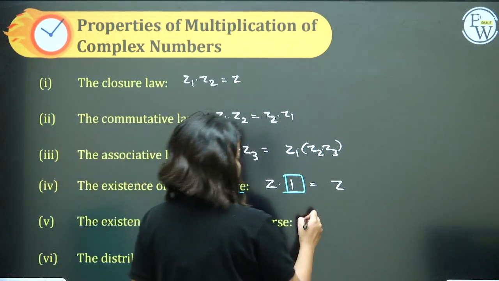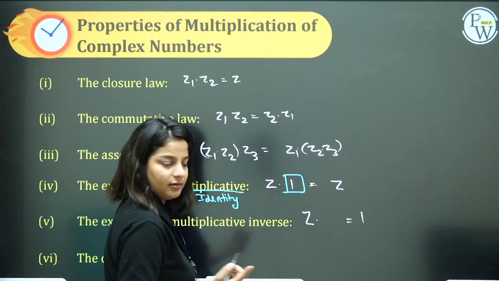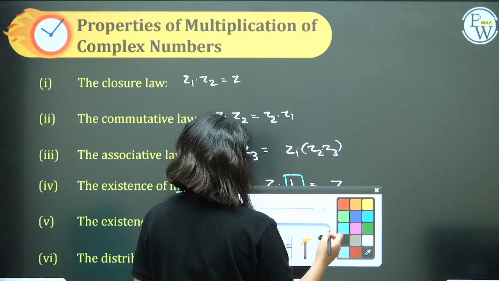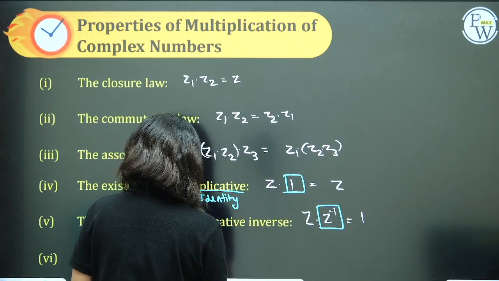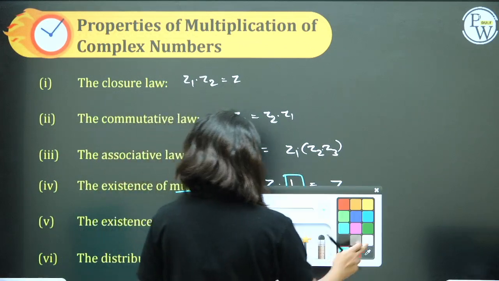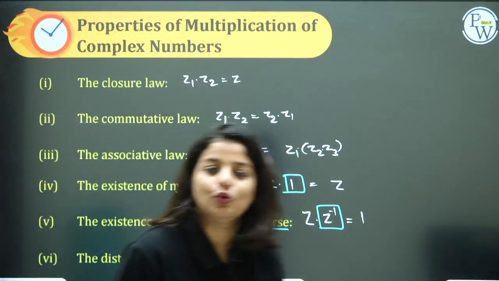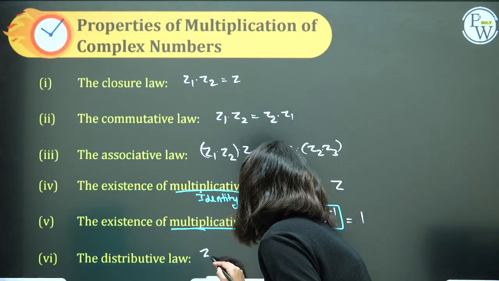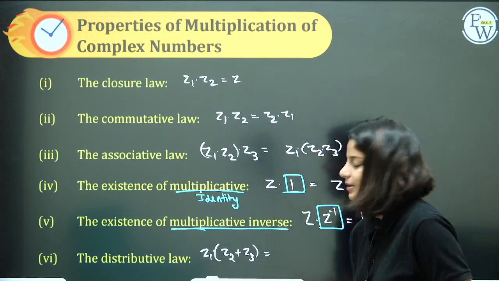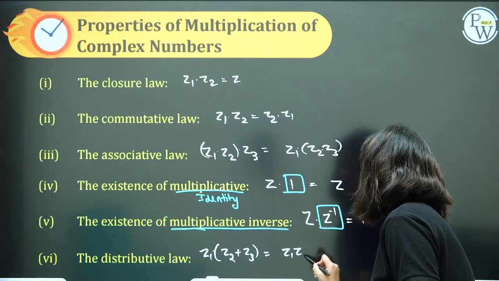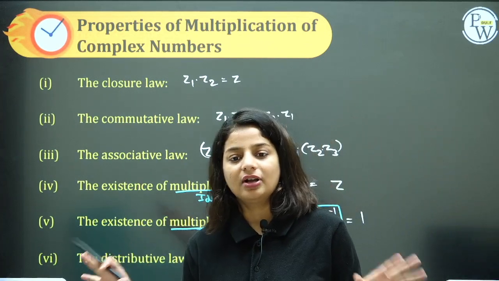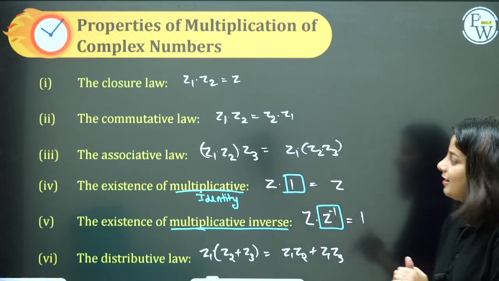Multiplicative inverse: z should be multiplied with what in order to get 1? It should be multiplied with 1 by z. Or you can also say z inverse, z raised to minus 1. This becomes your multiplicative inverse. What is the multiplicative inverse of any complex number? 1 by z. Remember. And last but not the least, there is a distributive law also. If you have z1 into z2 plus z3, two complex numbers adding with a complex number multiplying outside, it is z1 into z2 plus z1 into z3. This kind of multiplication is very much allowed. Right, guys and girls? Super.